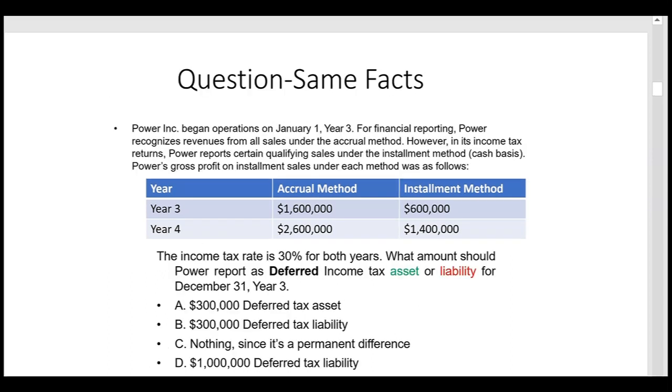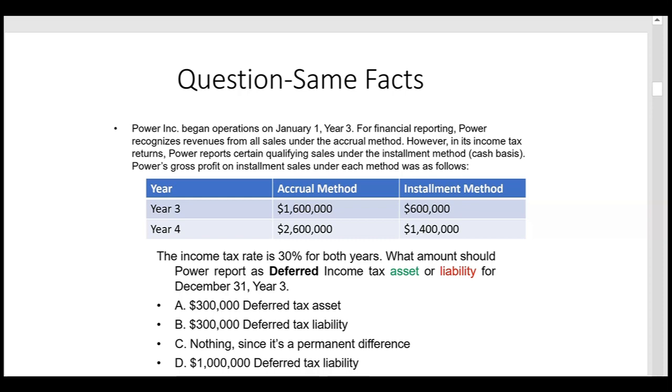Now this question is based on the same facts, but they want to know what amount should Power report as deferred income tax asset or liability for December 31st, year 3. So still only year 3 matters, and looks like we haven't collected yet $1 million from what we earned of $1.6 million to what we reported on the tax return, $600,000. There's a temporary difference out there at the end of year 3 for $1 million. And if 30% is the tax rate for both years, then we're going to multiply to get our deferred income tax liability: 30% of $1 million, or $300,000.